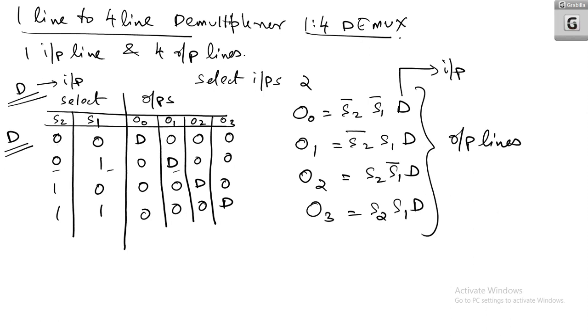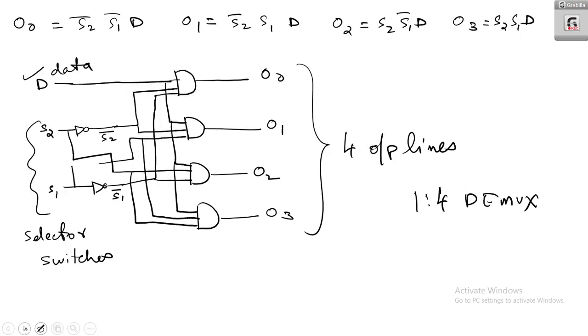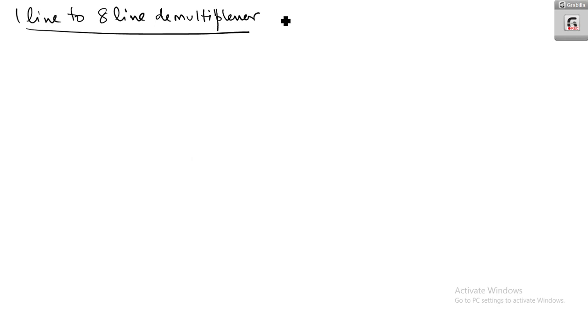Now coming into next one. Next one is 1-line to 8-line demultiplexer. So if it is 8 line, which means that obviously there will be 3 select inputs, because 2^3 becomes 8. That means we should have 3 select inputs.